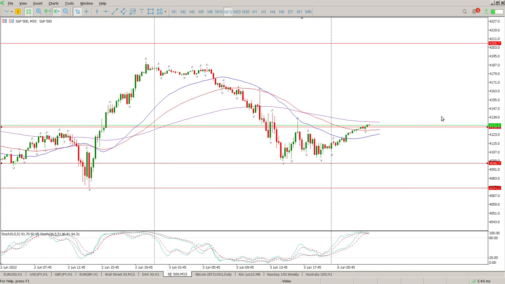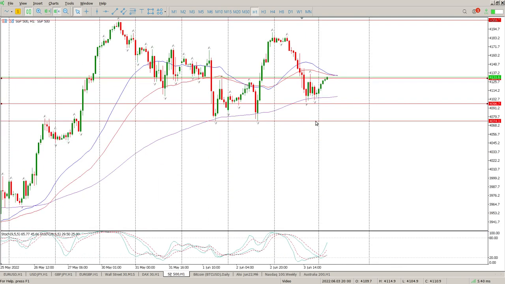I have no intention of jumping in on this right now until we break one of those levels to the upside or one of those levels to the downside. Until that happens, I am sitting quietly and earning interest on my money rather than risking it. Hope that helps.